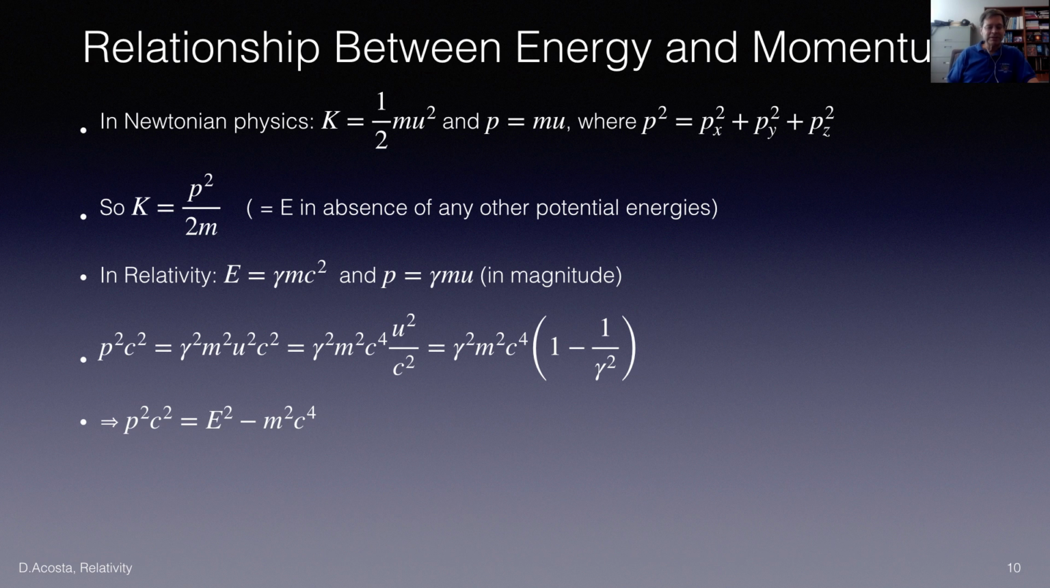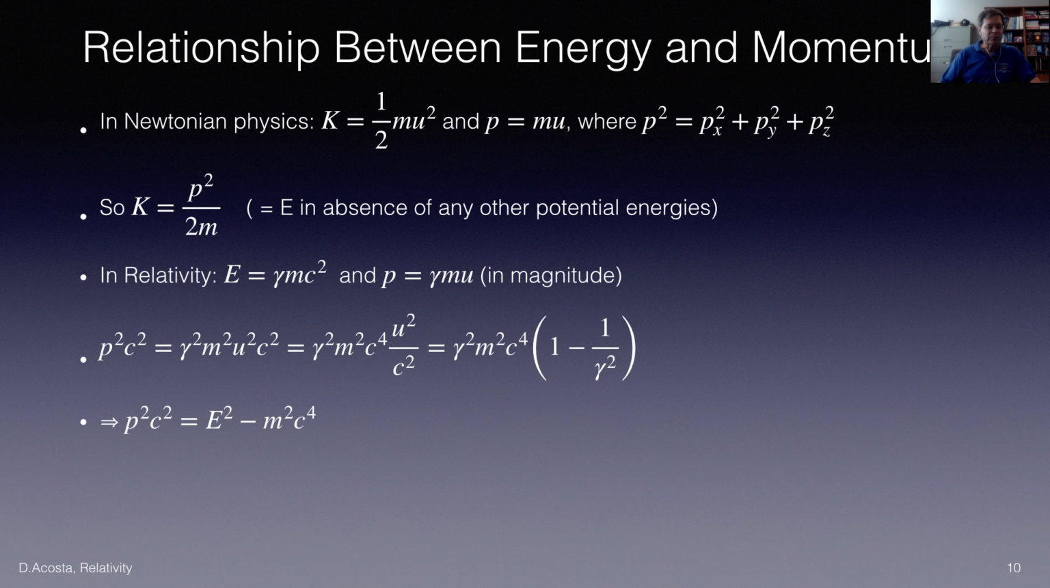Because what I've written here is that p squared c squared equals e squared. This is the e squared. Gamma squared m squared c to the 4th is gamma m c squared quantity squared. So that's e squared times 1 gives me the e squared here. And then this gamma squared m squared c to the 4th divided by gamma squared just gives me m squared c to the 4th. So I'm subtracting off m squared c to the 4th here.